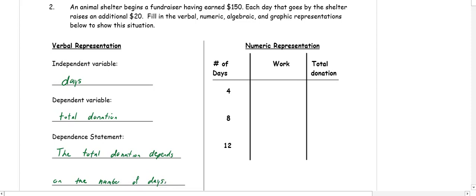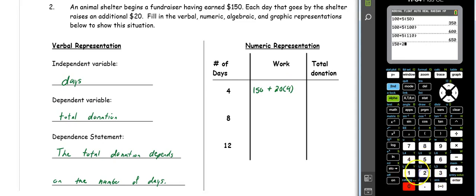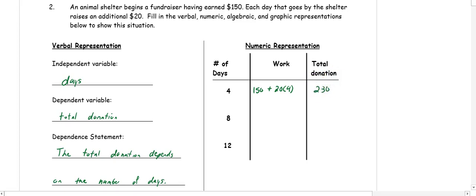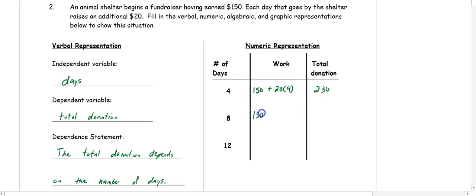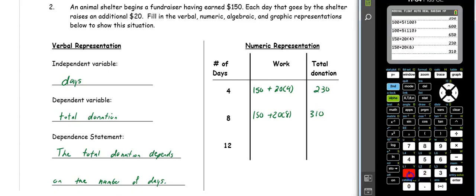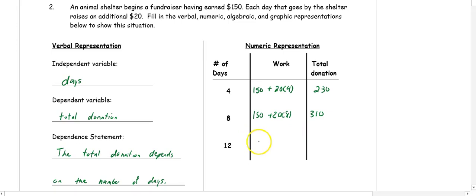So in this case, they've already filled in the number of days with 4, 8, and 12 for us. So we know that they start with $150 plus $20 per day. So we're going to do 20 times 4. So 150 plus 20 times 4 would be 230. And then we're going to do it for 8 days. So 150 plus 20 times 8 is 310. And we're going to do it again with the 12 days. So 150 plus 20 times 12, which is 390.